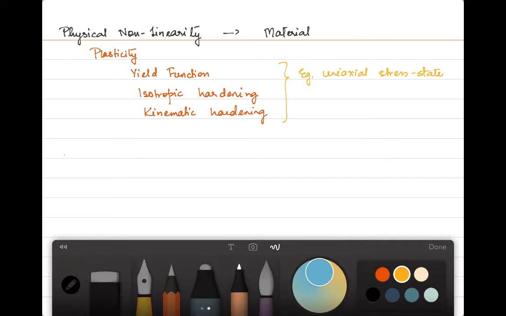The idea for this video is to get you introduced to the definition of plasticity, what exactly it means, and how the stress-strain behavior changes when plasticity occurs, and that can be defined by means of the yield function.